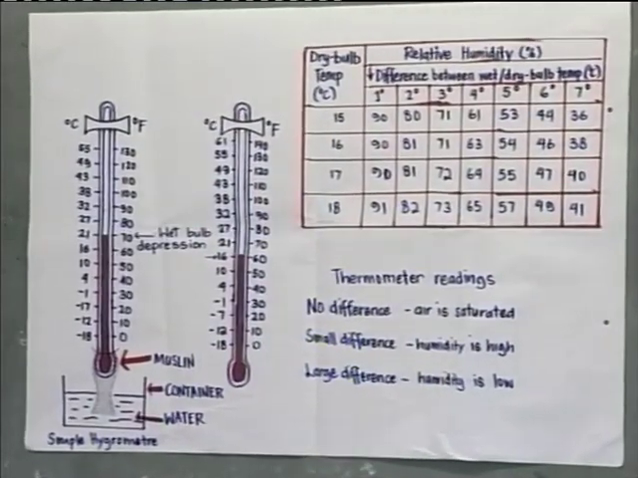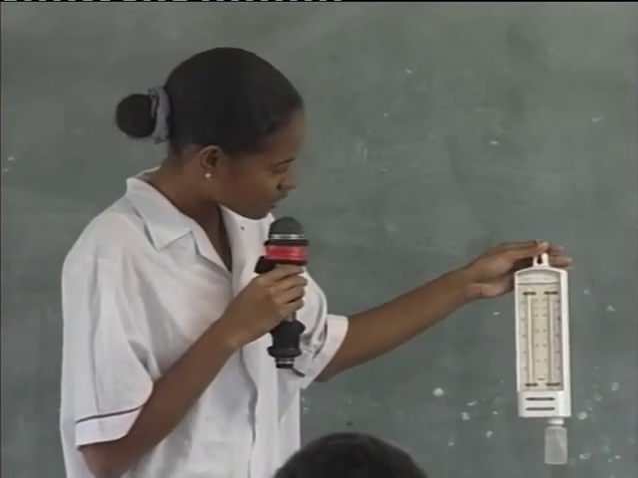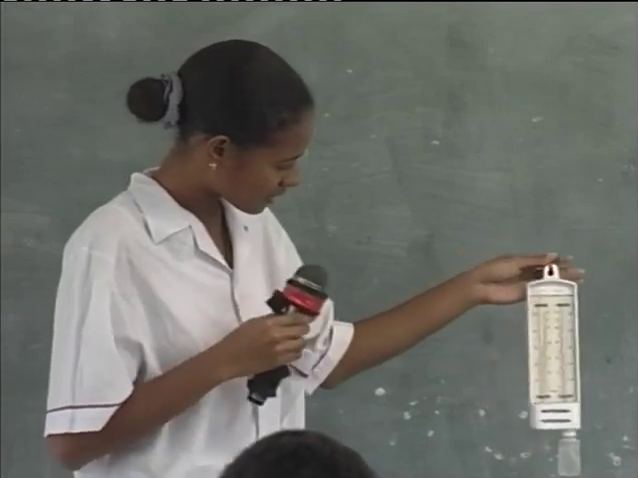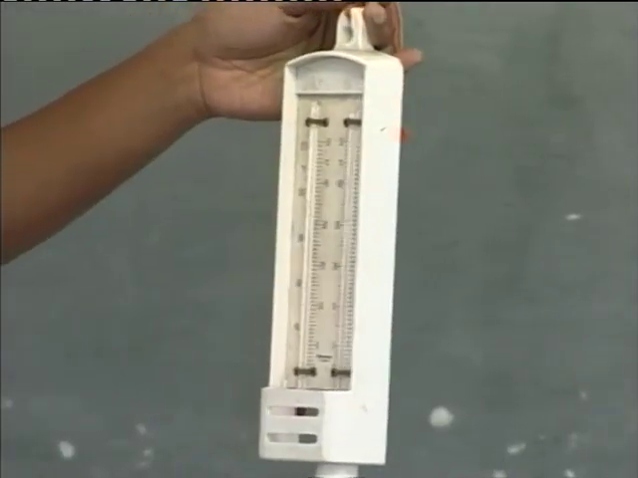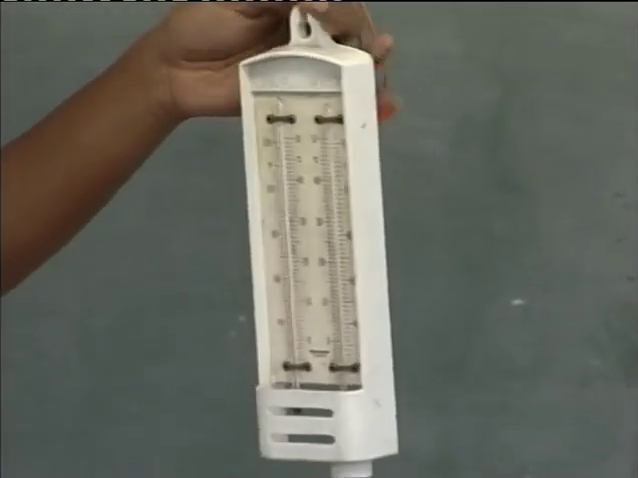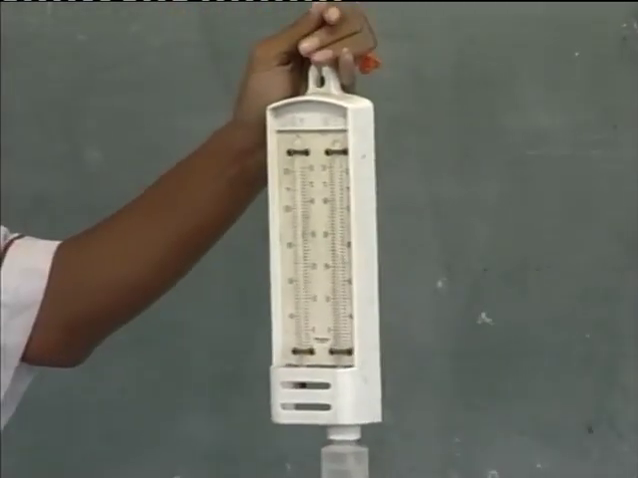Good morning. Me and my friends will be talking on the topic of humidity. This is the instrument that is used to measure humidity. I'm going to be telling you the names of the parts of this instrument. It is called a hygrometer or wet and dry bulb thermometer.